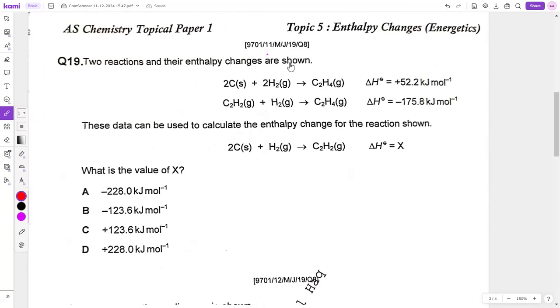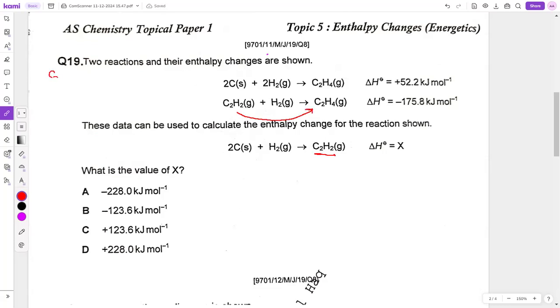Should I flip any of the equation? Which equation should I flip? How did you come to know that the second equation has to be flipped? In the required equation, C2H2 is on the right hand side, beta. So I need to flip this equation. Does it make sense, beta?